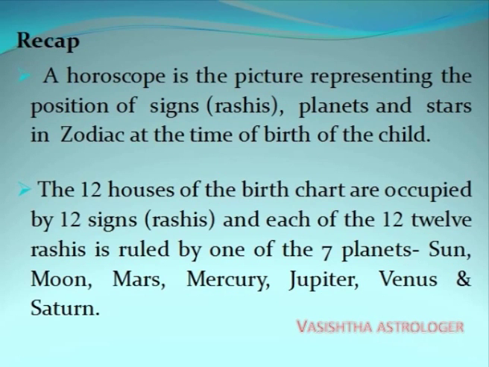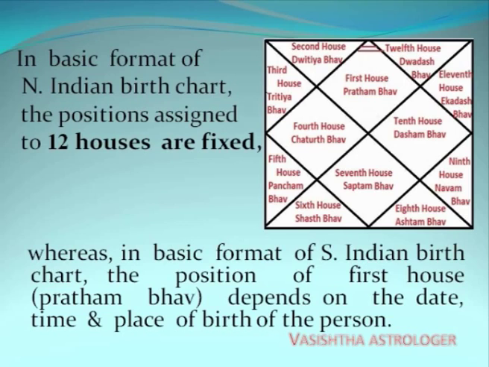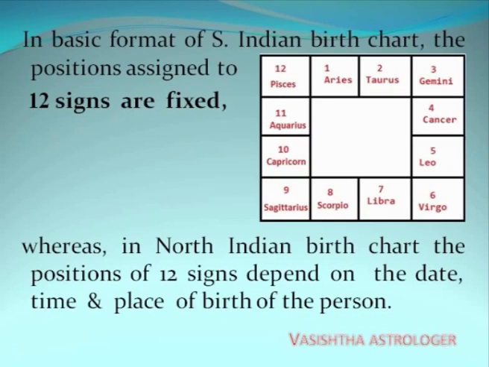In previous sessions, you have got in-depth knowledge about how a horoscope looks like, which are the 12 signs or rashis, the 7 planets, Sun, Moon, Mars, Mercury, Jupiter, Venus and Saturn, and the 2 shadow planets, Rahu and Ketu. The basic format of North Indian birth chart and the basic format of a South Indian birth chart, and what are the major differences between a North Indian birth chart and a South Indian birth chart.